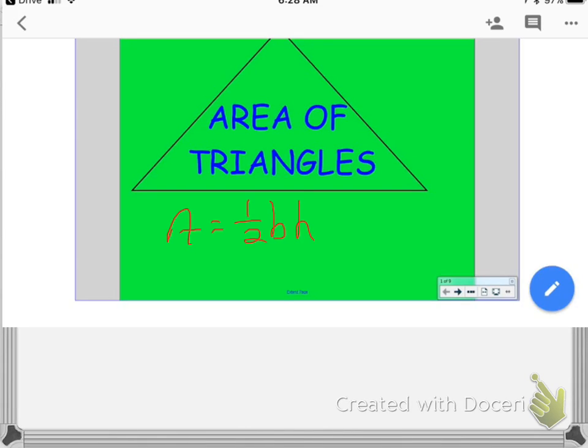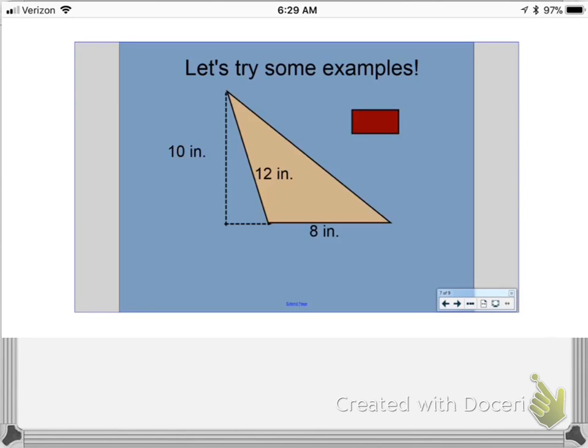And so therefore, when you multiply that base times height, you're finding the area of a full rectangle. And then we multiply it by half so that we only get the portion of that rectangle that we need. Let's go ahead and work one of these out.